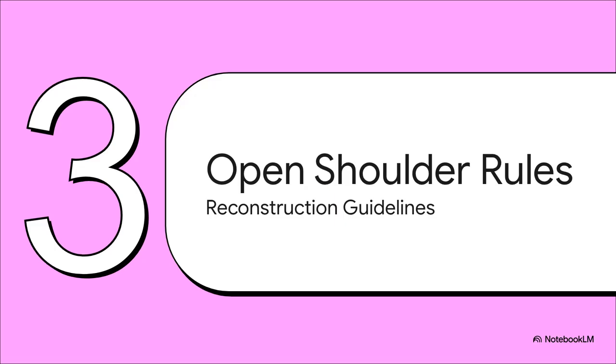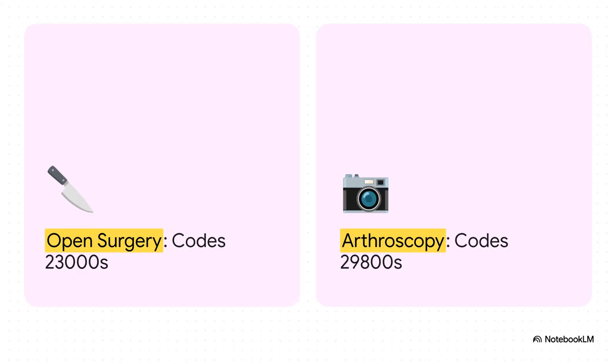All right, Section 3, open shoulder reconstruction rules. Leaving the abdomen, we're moving laterally into the shoulder, specifically codes 23395 through 23491. And listen closely, because this introduces one of the absolute biggest pitfalls in all of medical coding. Burn this into your brain. The codes in the 2300s are exclusively for open surgeries. That means the surgeon is taking a scalpel, making a traditional large incision, and looking directly at the anatomy with their own two eyes.